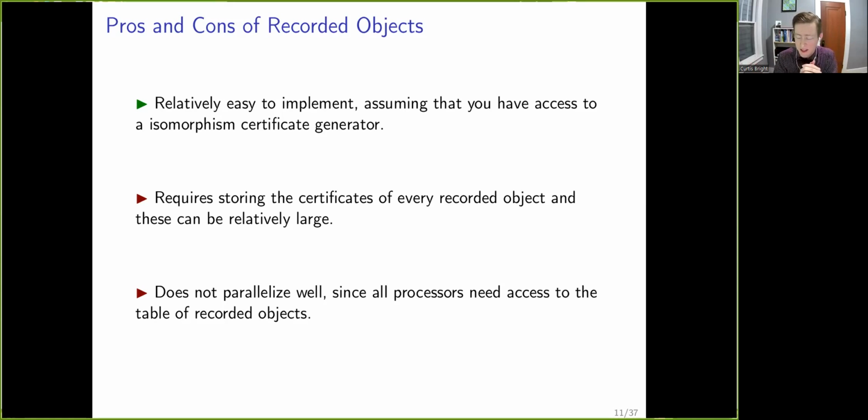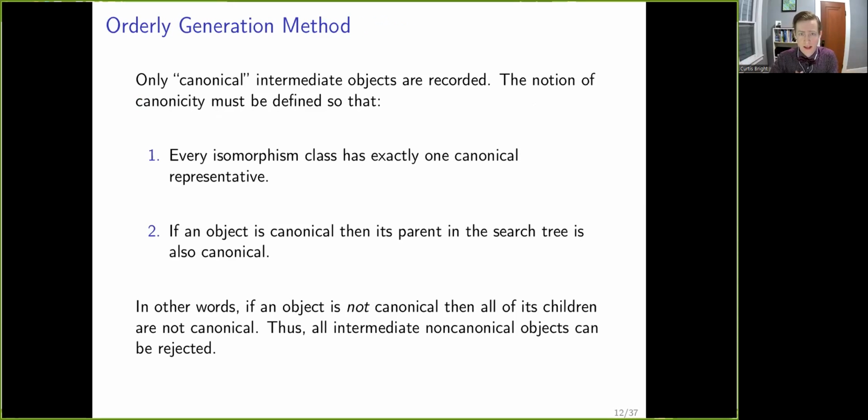And this also means, unfortunately, the method doesn't really parallelize well, because if you split up your search space across 1,000 cores, every core is going to need access to the same table of recorded objects, right? If they didn't, then they're basically going to be recreating the same search, because every separate processor is going to be finding the same object in different guises. So you really do want them all to have access to the same table. And this doesn't make parallelization easy. Maybe on your cluster you could work around that, but it's just not ideal.